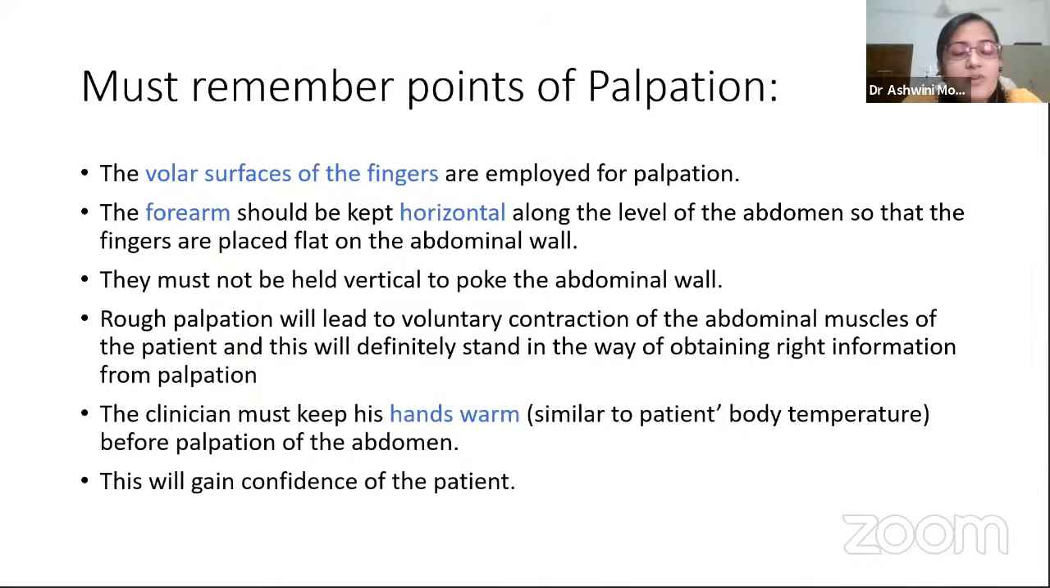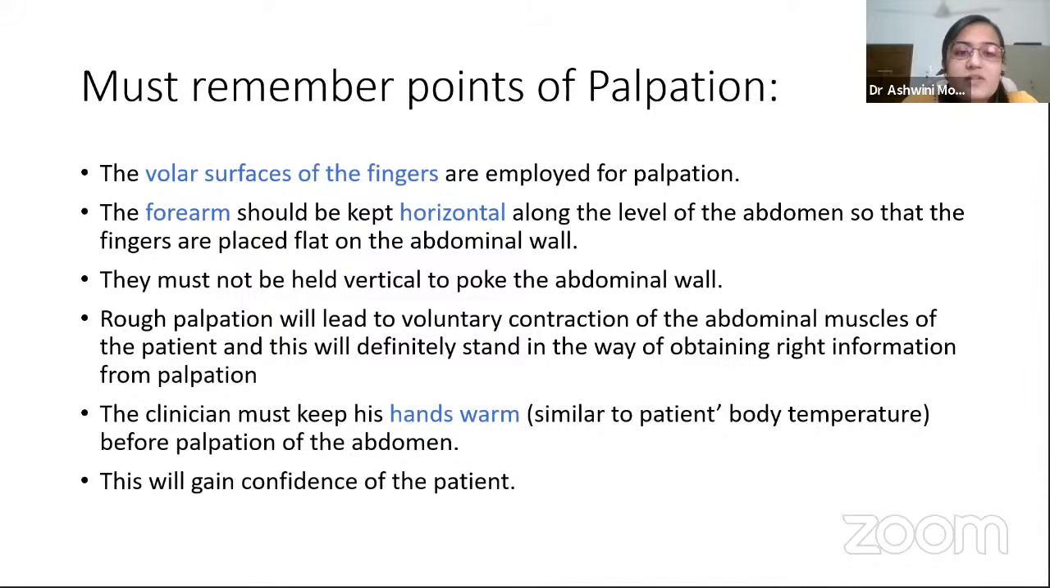Now, in palpation, before going into any examination point, findings or palpatory methods, we must remember a few points. The palpation should be done by the volar surface of the fingers. The forearm should be kept horizontal, along the level of the abdomen, so that the fingers are placed flat on the abdominal wall. They must not be held vertical or poke the abdominal wall. That can create pain or other findings which are not right. Rough palpation can lead to abdominal muscle contraction, which can lead to pain, so it should be avoided.